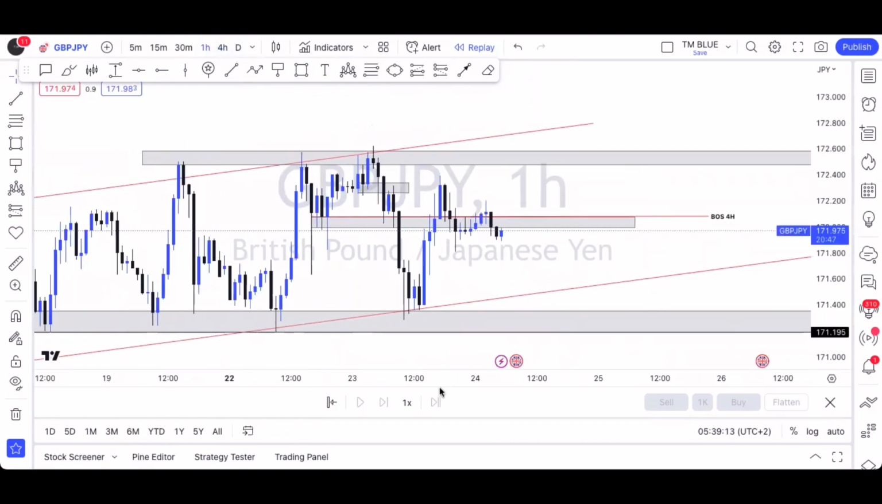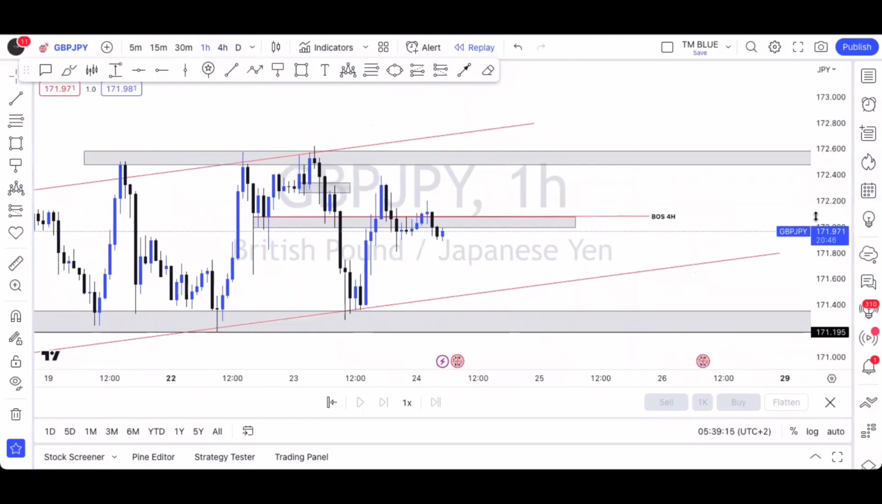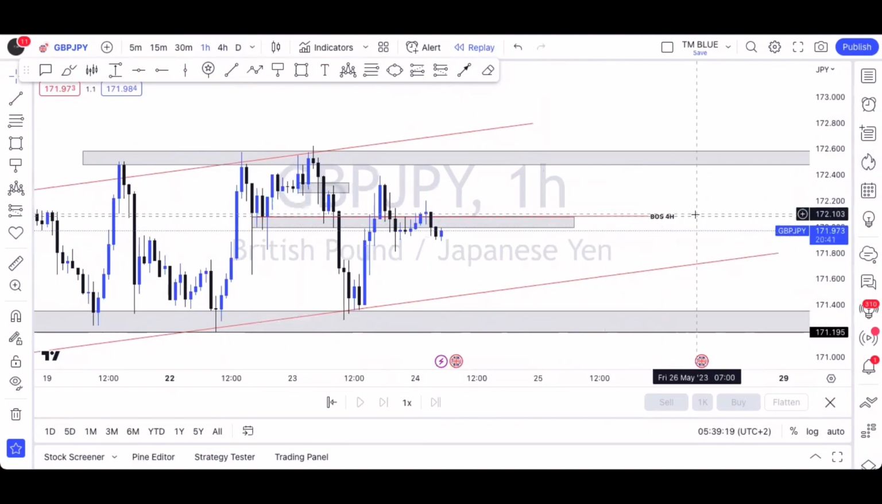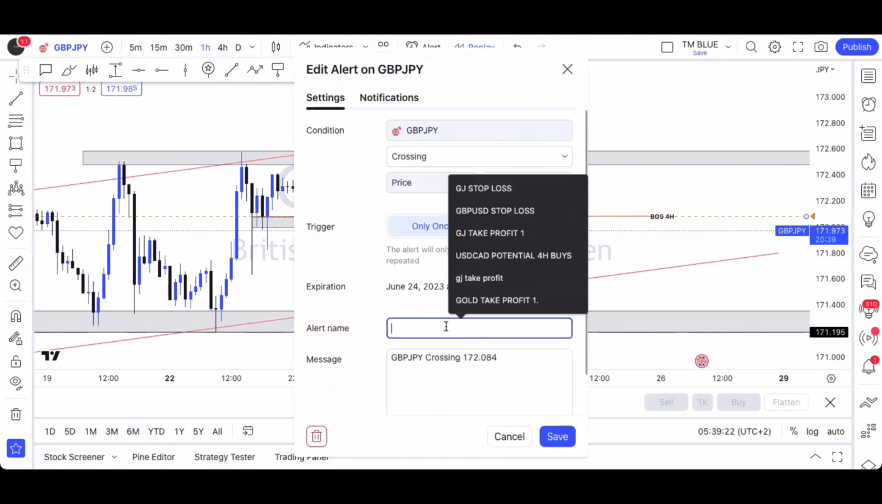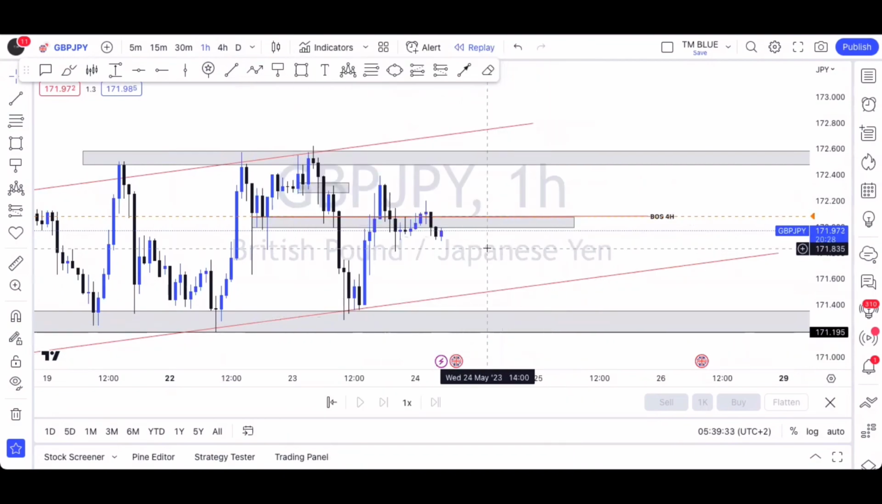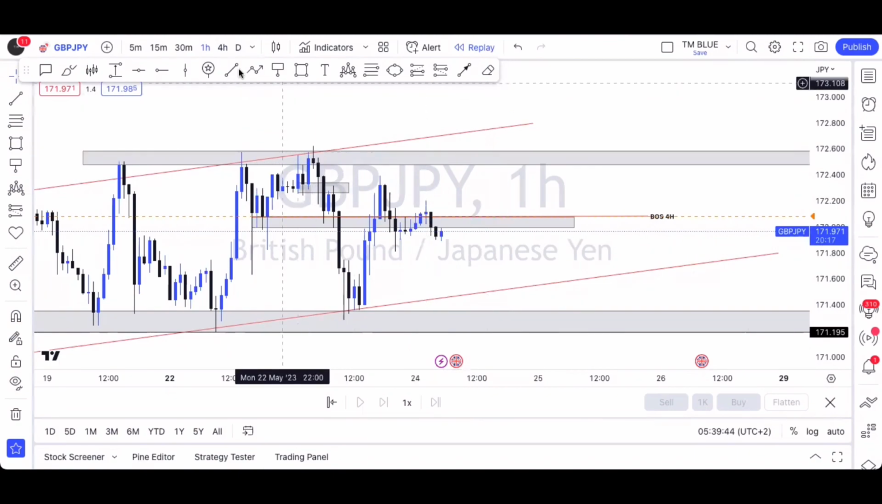All right, so go on your 1H and then you're going to write this down, come here, put your alert in, and then you're going to write this as a potential bias for GBPJPY. Okay, so those are my potential buys for GJ. If I do not receive that alert by London Open, I know price is still below here, so I'm looking for some sells. But the buys look pretty heavy. I'm not gonna lie, the buys look pretty juicy.